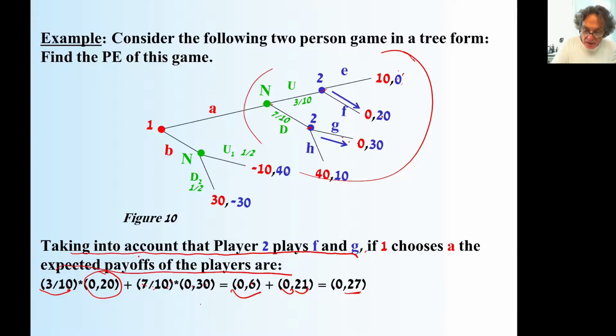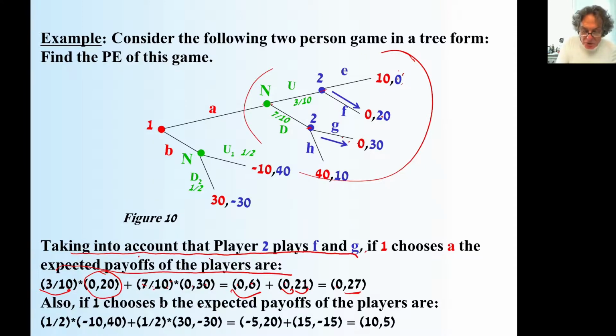What about here? If one chooses B, what are the expected payoffs of the players? With probability half, minus 10, 40, and with probability half, 30, minus 30. So half times minus 10 is negative 5. What is half times 40? It is 20. What is half times 30? 15. What is half times negative 30? Minus 15. Now minus 5 plus 15 is 10. 20 minus 15 is 5.